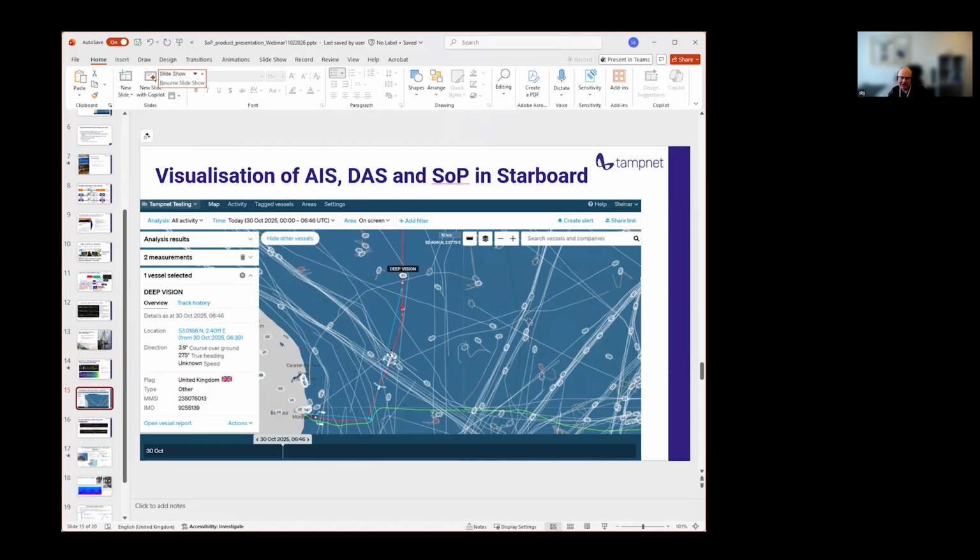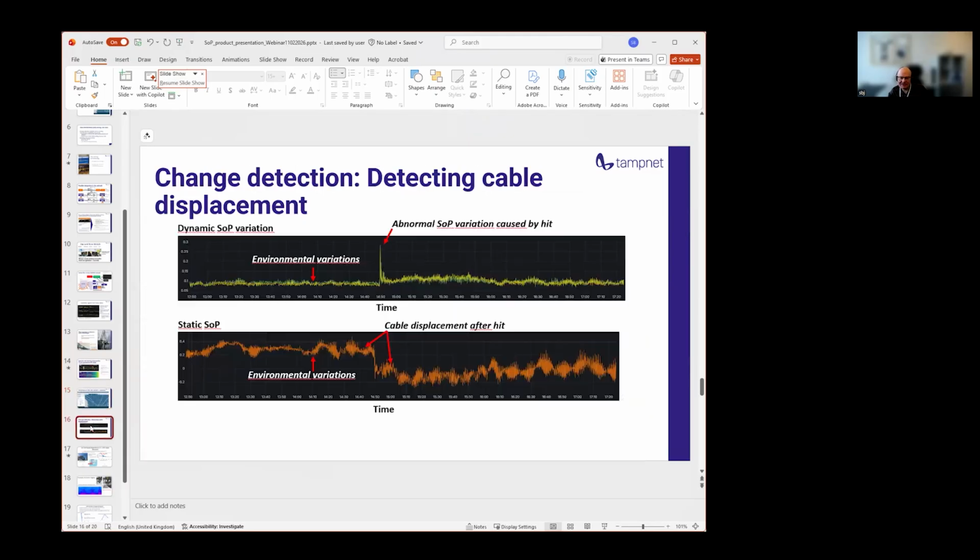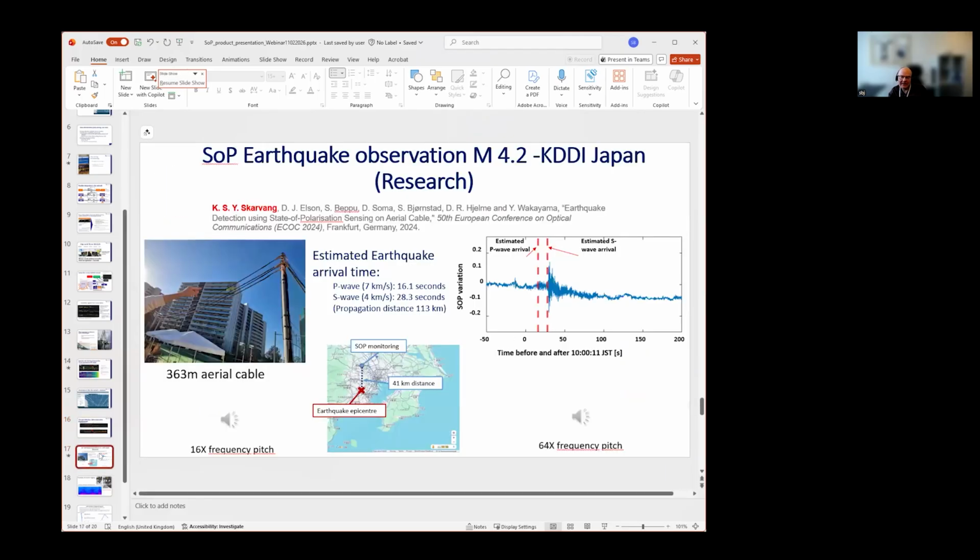And if they are passing the cable and they have the trawl down, in this case, we also have DAS, so we can actually see if there is subsea activity. But the thing is that if there is a hit, it's hard to see with the DAS if it's actually a hit or not. But with the State of Polarization, we can see that. And we can even see if there is a displacement after the hit. This is an example. You have the hit, you have the sudden polarization change, and you have a permanent change because there is a displacement of the cable. So that is our prime application of State of Polarization.